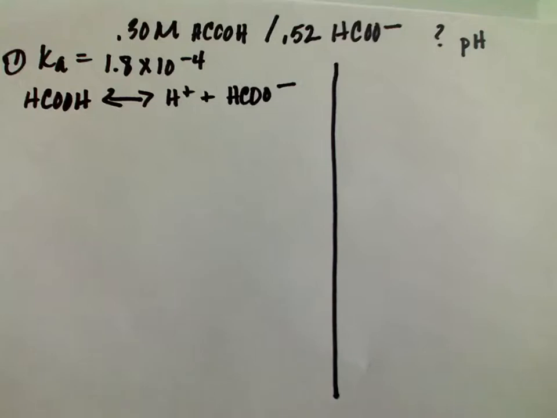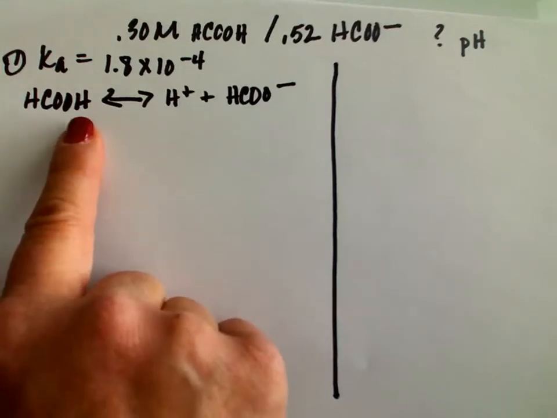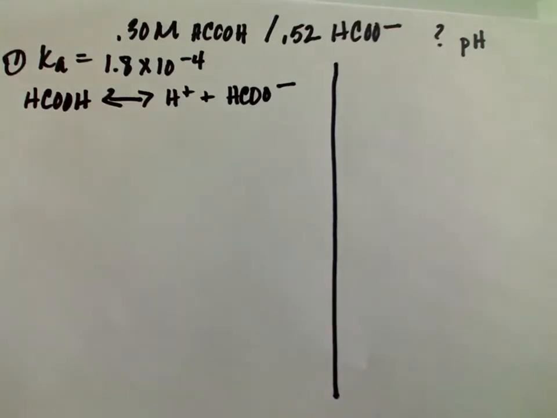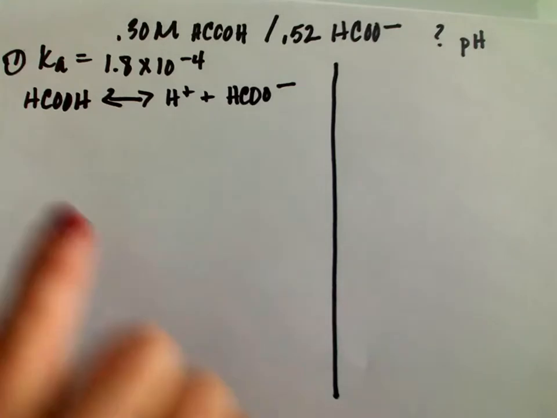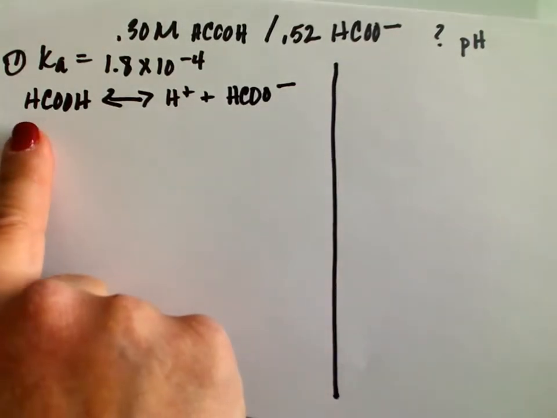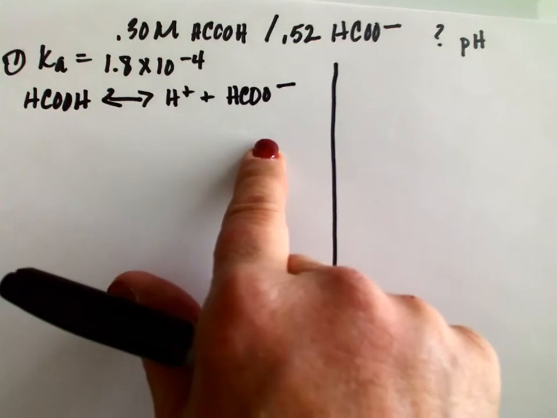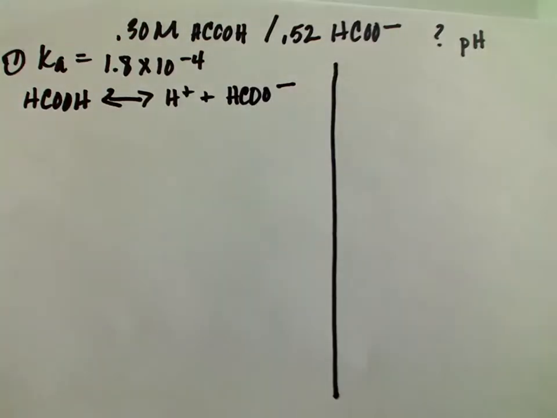So remember, this is an organic acid, so this is the acidic hydrogen. That is the one that's going to ionize in this case. And we will have an equilibrium between the weak acid and its conjugate base. And of course, we'll have an equal amount of hydrogen ion here.